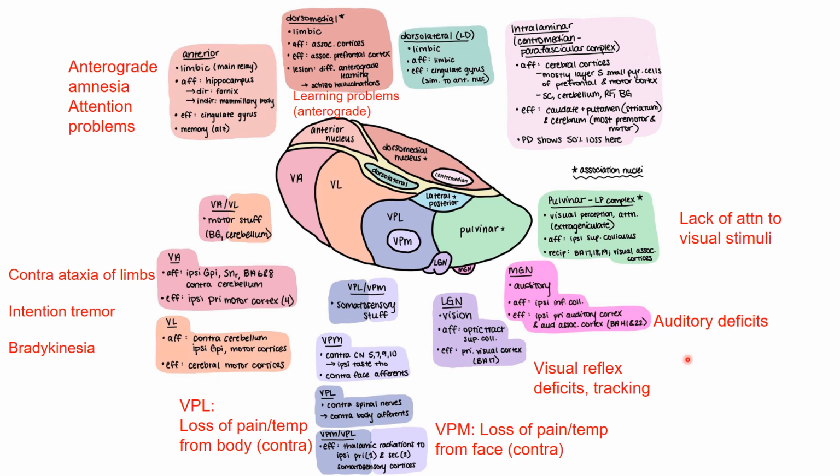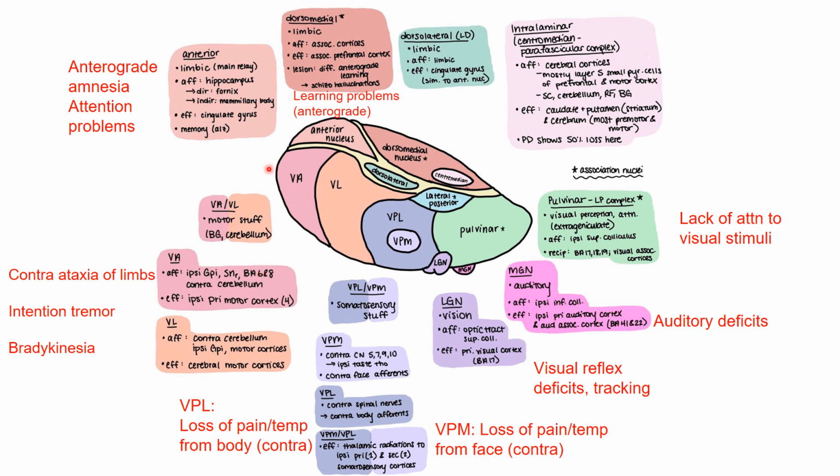Now we know these, obviously, MGN is your auditory relay, so an auditory deficit is going to be there. Visual reflex deficits specifically, and tracking, because of that superior colliculus communicating here, you would have issues with your lateral geniculate nucleus. Your VPL and VPM are going to be your somatosensory issues. VPL is that body contralateral somatosensory, so pain and temperature. VPM, also contralateral, except for taste. But you're going to see loss of pain and temp from the face because the VPM is for the face.